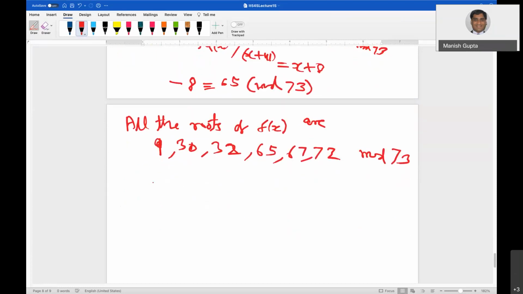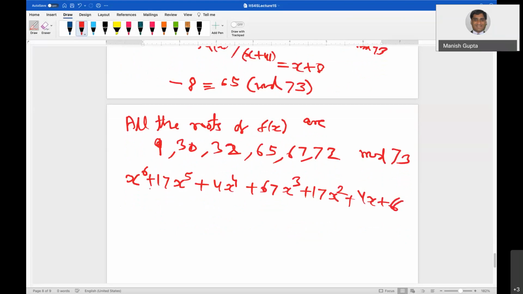Therefore, our polynomial x raised to power 6 plus 17 x raised to power 5 plus 4 x raised to power 4 plus 67 x cube plus 17 x square plus 4x plus 66 will be x minus 9. For all the roots we write it down like this: x minus 30, x minus 32, x minus 65, x minus 67, and then we have x minus 72.